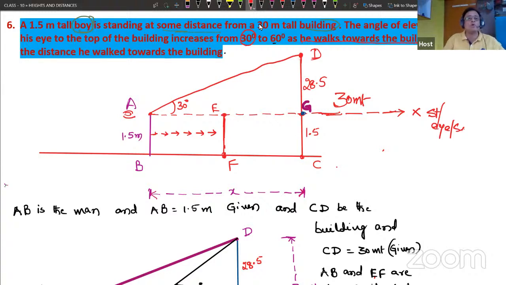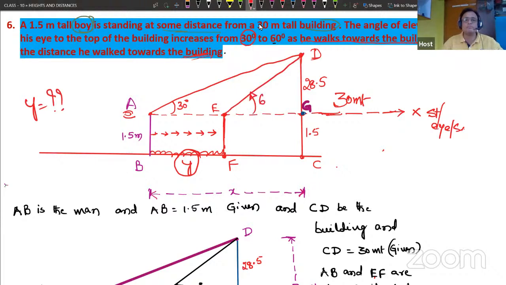That is what we have to find, how much he walked. Assume that he has walked a distance of y. We don't know it. That is the question: find the distance he walked towards the building. So after walking some distance, from there again he has seen the top of the building. That time the angle of elevation is 60 degrees.